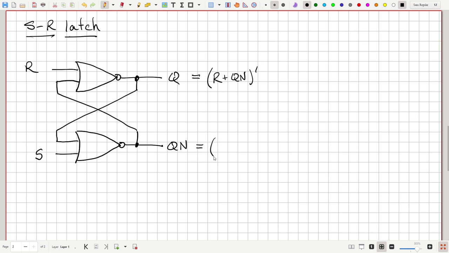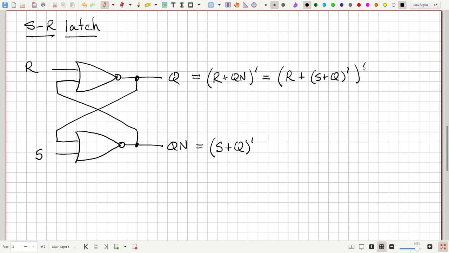How about QN? That's a NOR gate. We have one input, which is S, the set signal, and the other signal is Q, and then we negate that. So it's a NOR operation. Now, in this first equation we've got QN, and here's the expression for QN, so let's substitute that in. Q is equal to the NOR operation between R and QN, which itself is the NOR of S and Q.